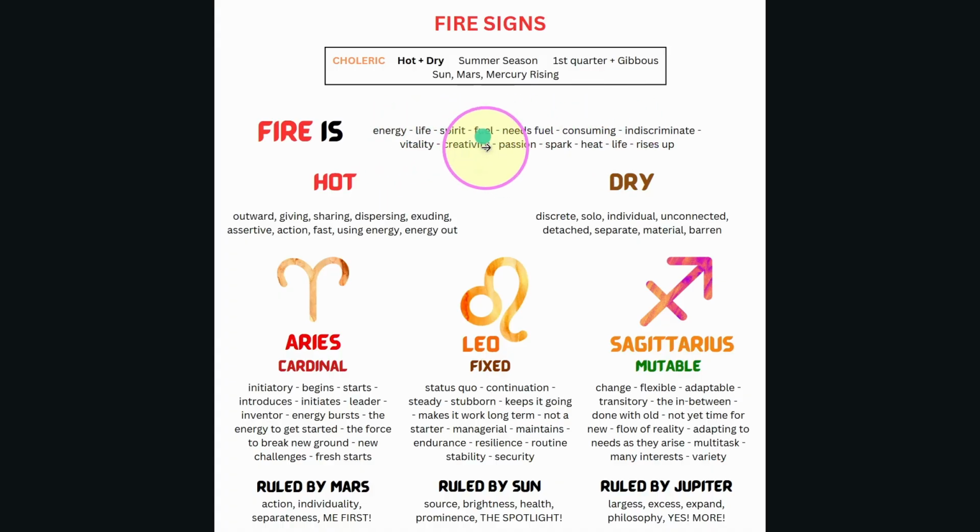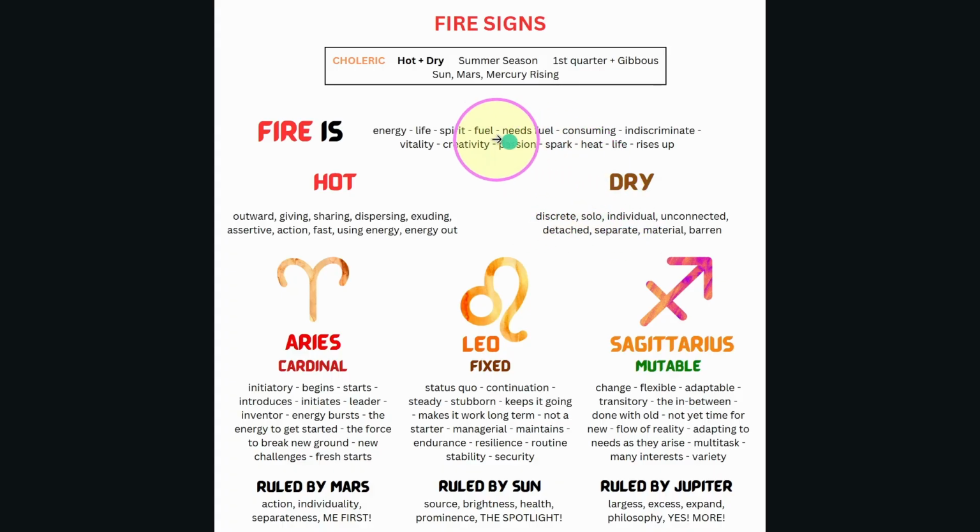If you want to break it down further, we can remember that fire is actually a representation of the hot and the dry quality. We can remember that hot qualities are outward, they're giving, they're sharing, they're dispersing, they're exuding, they're coming out of the body, they're assertive, they denote action, they're fast, they're using and thus sharing energy, it's energy going out. And then the dry quality is discrete, solo, individual, it's unconnected, it's barren, it's material instead of a more conceptual or emotional, it's separate, it's detached, it's itself, it is defined, it's a grain of sand.